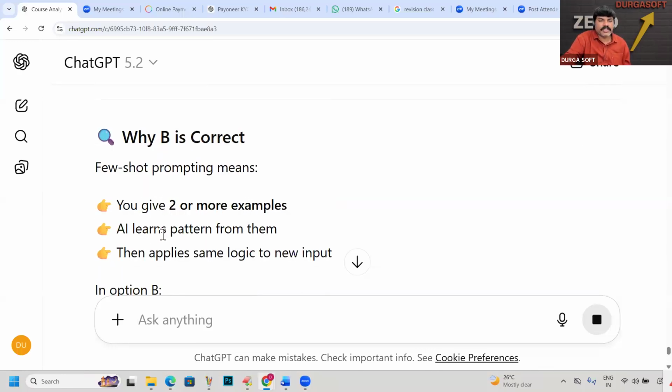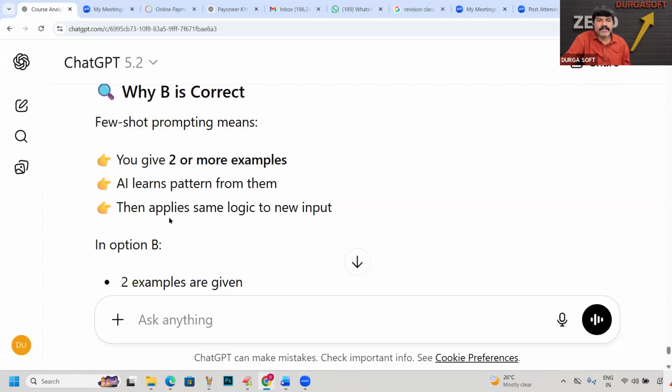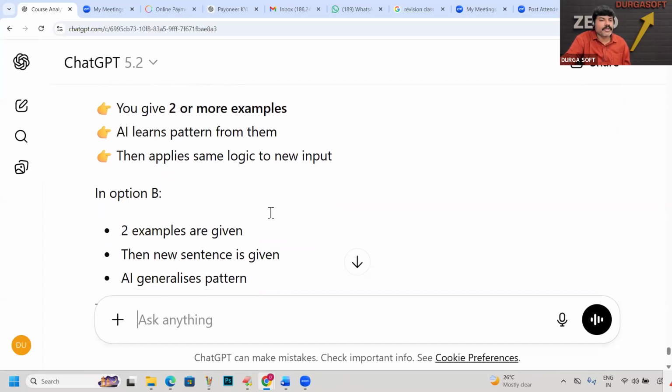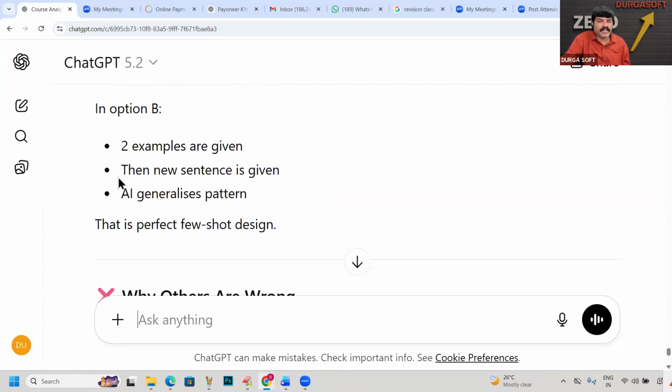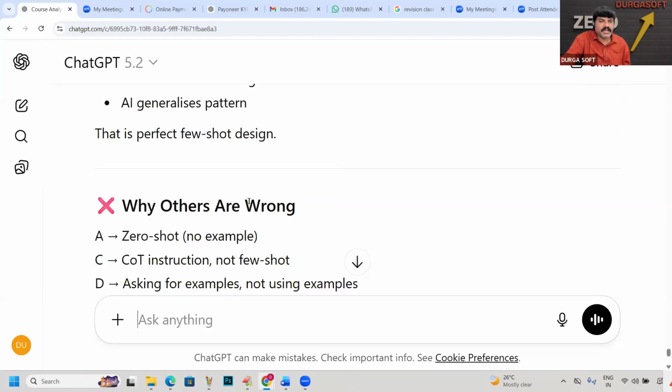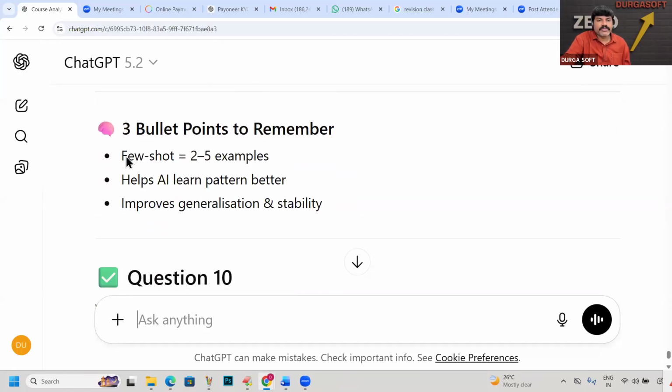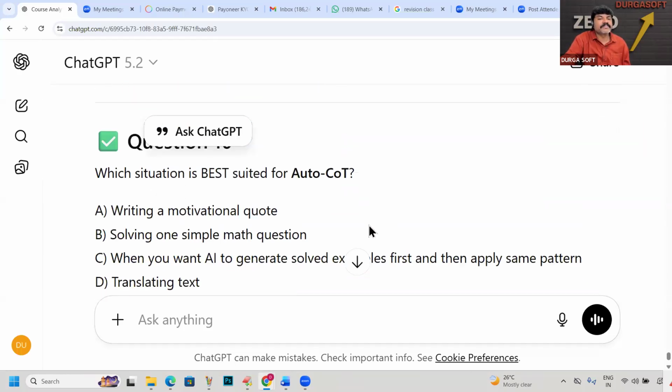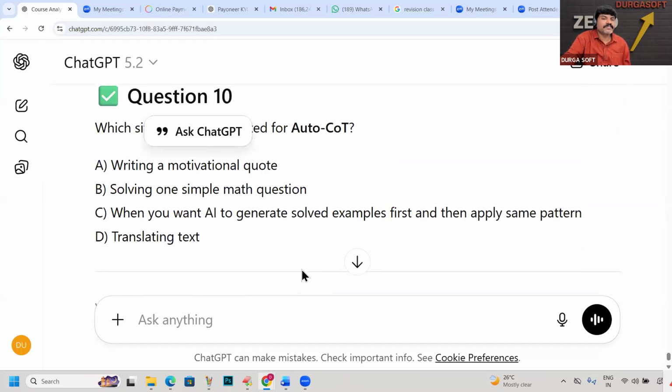Why is B correct? Few-shot means you give two or more examples, the AI learns the pattern from them, then applies the same logic to the new input. Two examples are given, then the new sentence is given, and the AI generalizes the pattern. Few-shot means 2 to 5 examples, which helps the AI learn the pattern better and improves generalization and stability. Which situation is best suited for few-shot?